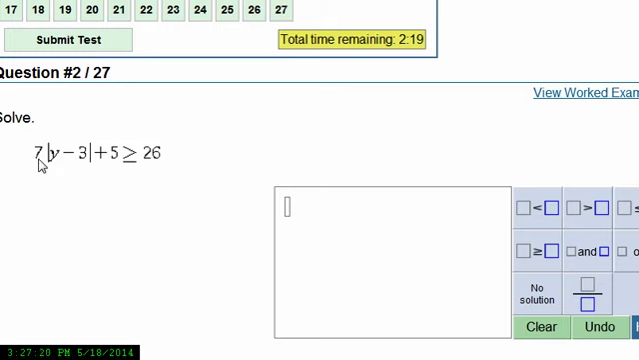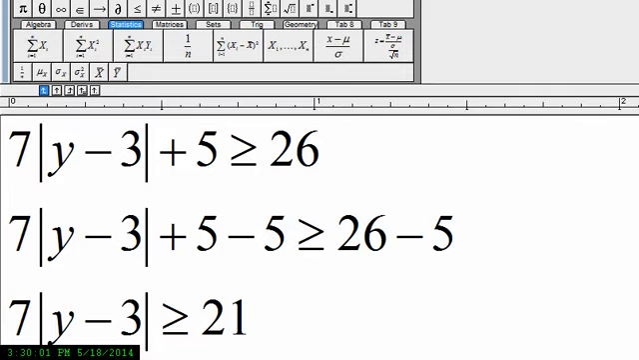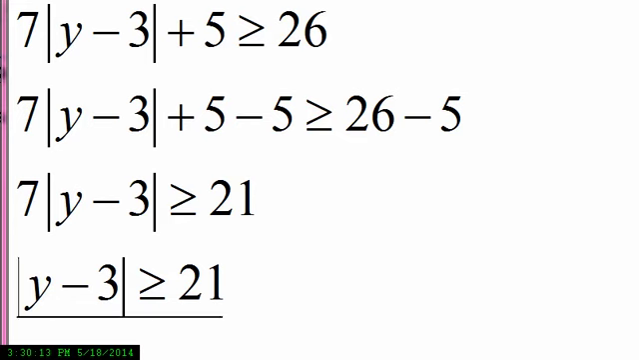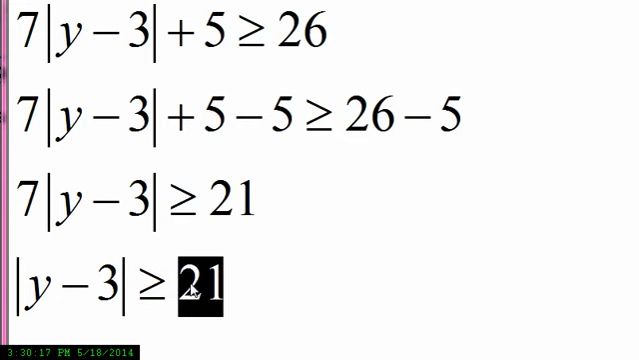Then divide by 7. Let's capture that using MathType. Again, we have 7 times the absolute value of y minus 3 greater than or equal to 21. Dividing both sides by 7, the 7 will cancel, and 21 divided by 7 is 3, so we get the absolute value of y minus 3.